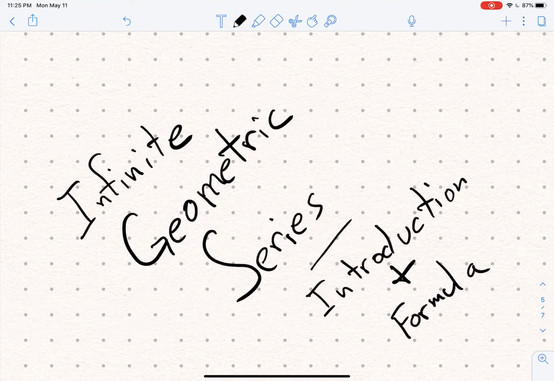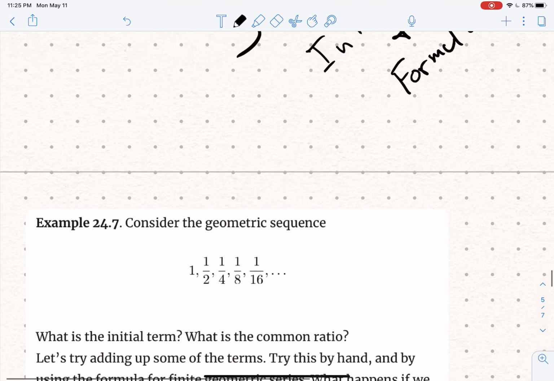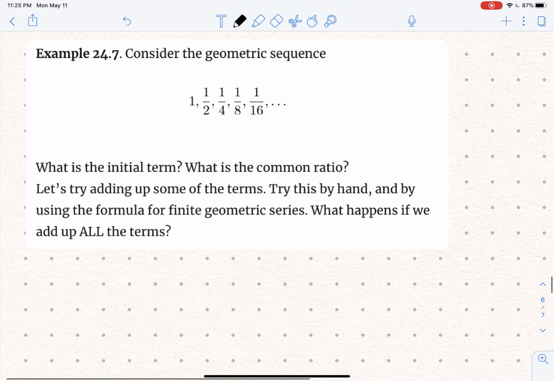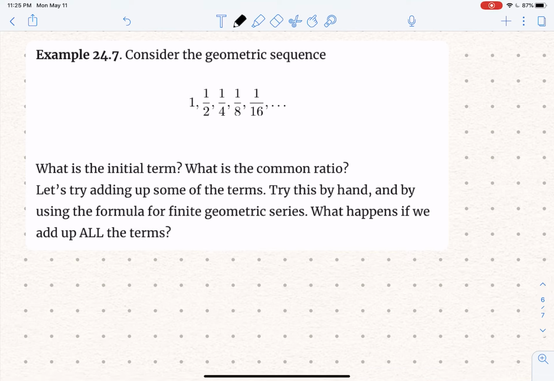You'll see a lot of this if you go on to calculus. For now, we're not going to get into the very rigorous details. We're just going to start with a sort of intuitive example and then generalize that to a formula. Let's go ahead and look at it. Let's consider the geometric sequence 1, 1/2, 1/4, 1/8, 1/16, etc.